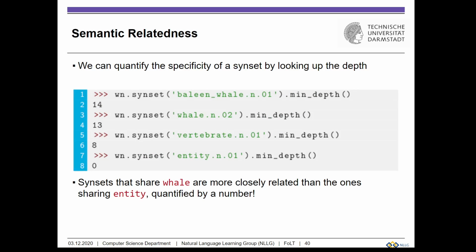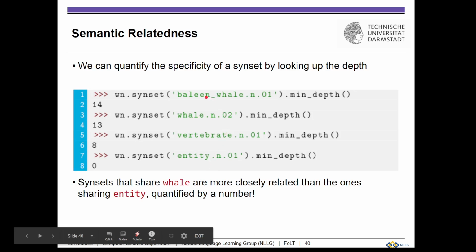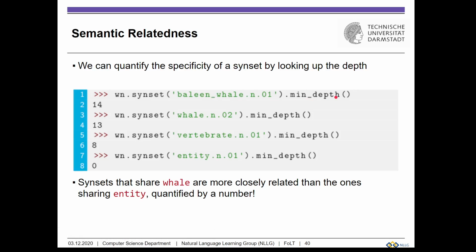And for each of those common ancestors, we can quantify how deep down in the WordNet hierarchy they are by checking the minimum depth. So we start from the top and look at the shortest path to reach it. There may be multiple paths to reach a synset, and we look for the shortest such path. And we see that entity is at the very top, and vertebrate is also very much on the top, and baleen whale and whale are further down the ladder.